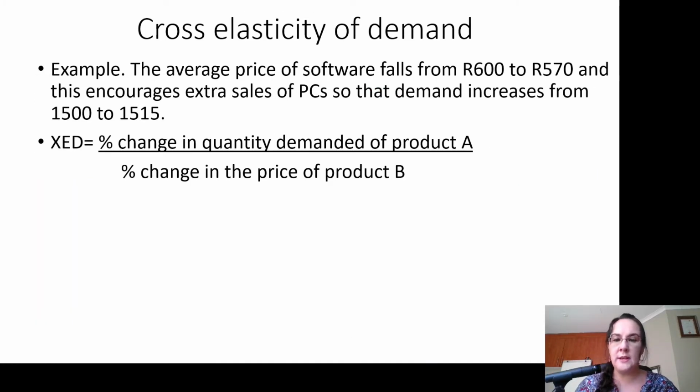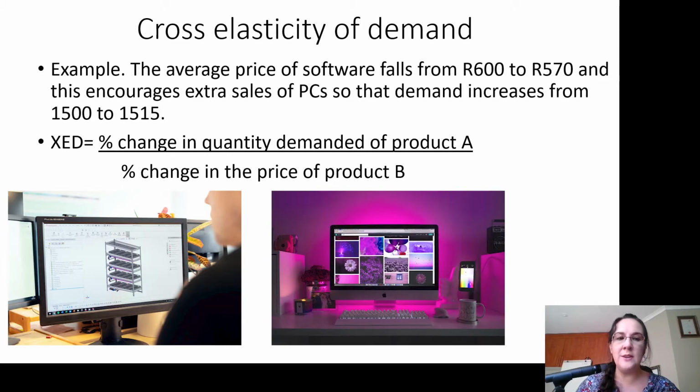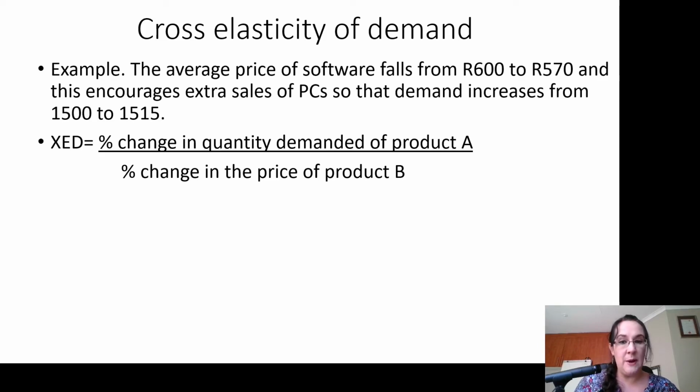Let's look at our second example. This example deals with complementary or complement products. It says the average price of software falls from 600 Rand to 570 Rand. And this encourages extra sales of PCs so that demand increases from 1,500 to 1,515. Again, you will see our final formula there. It's smiling at us. So we're going to use it in our last step, step number 3.